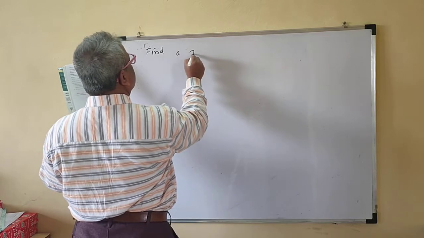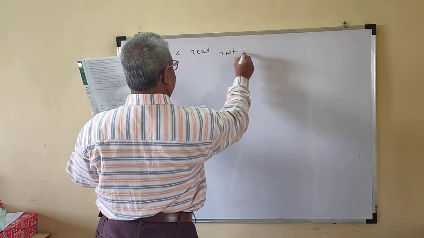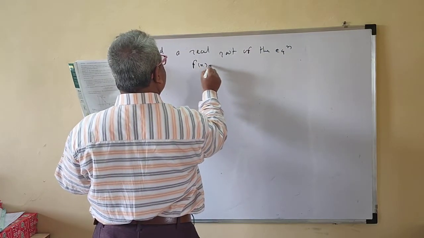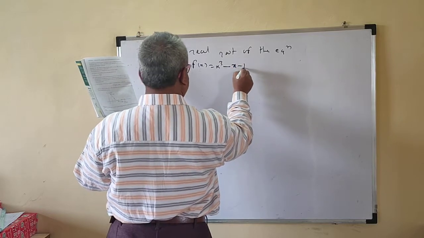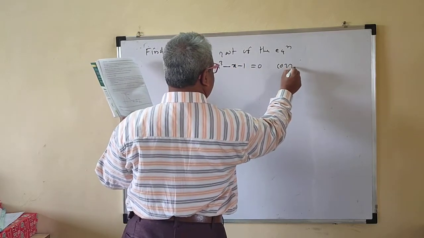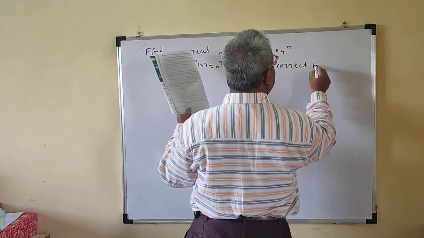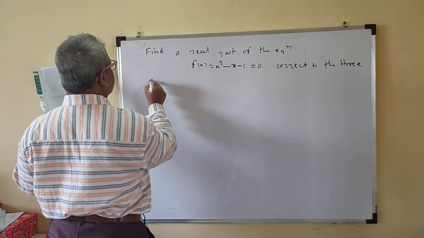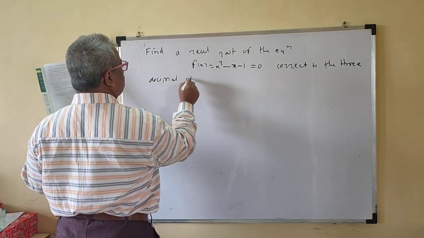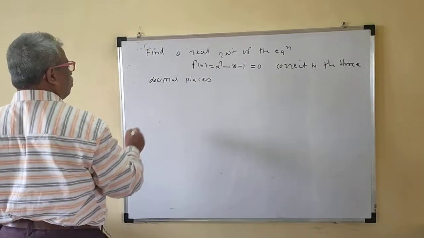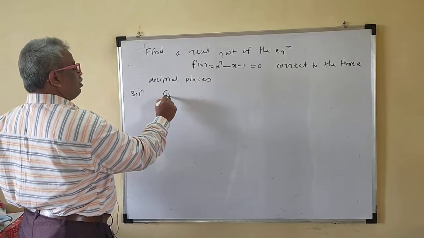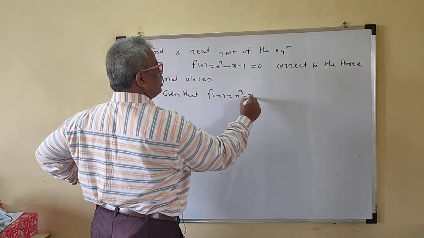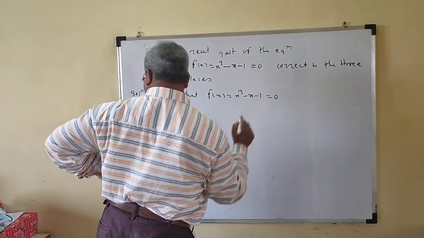Find a real root of the equation f of x is equal to x cube minus x minus 1 is equal to 0, correct to 3 decimal places. Solution: given that f of x is equal to x cube minus x minus 1 is equal to 0.